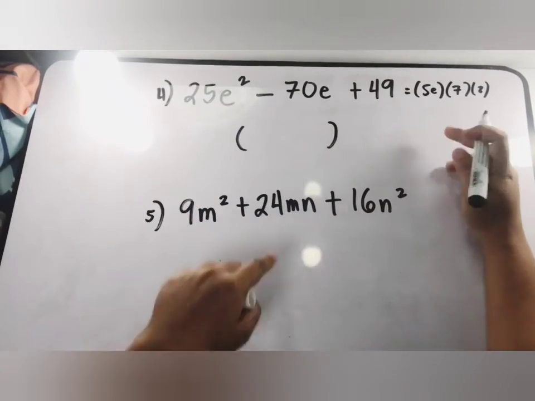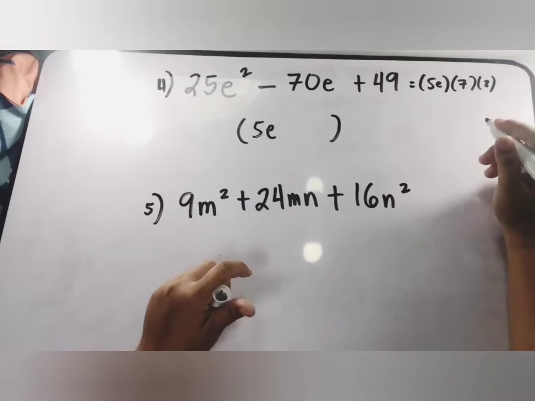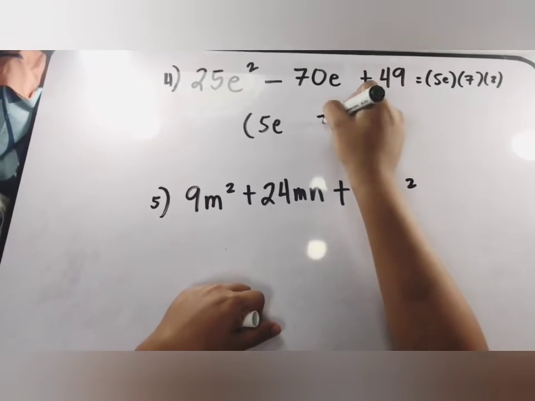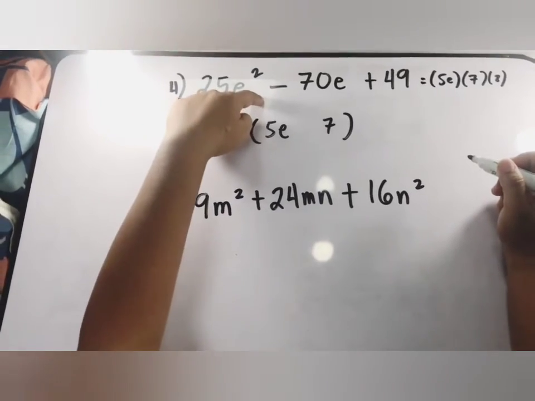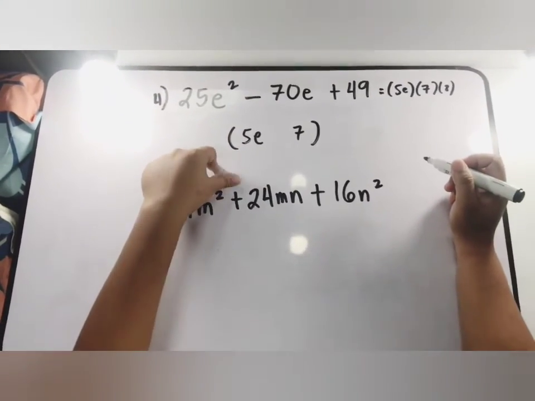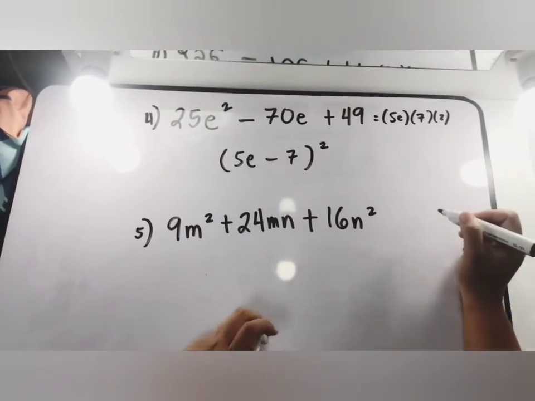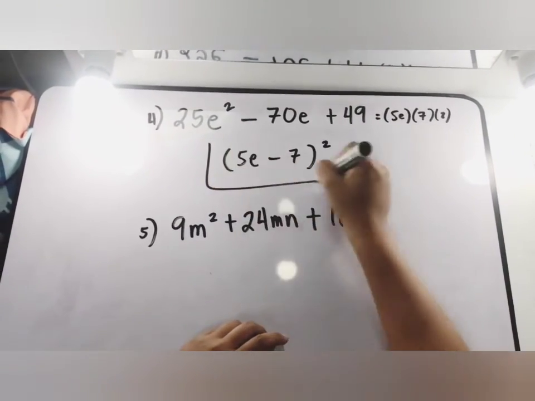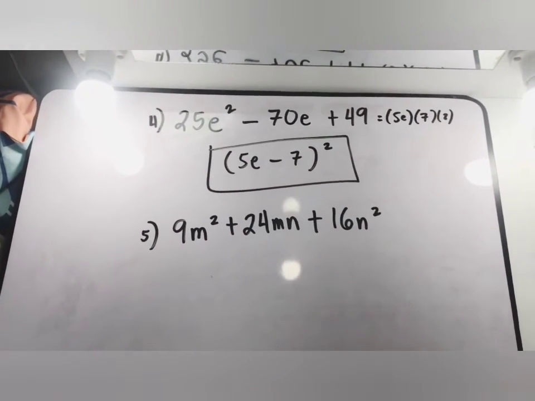Again, square root of 25e squared is 5e. Square root of 49 is 7. Now, since the middle term is negative, our factors must be negative. Therefore, the factors are the quantity of 5e minus 7 squared.